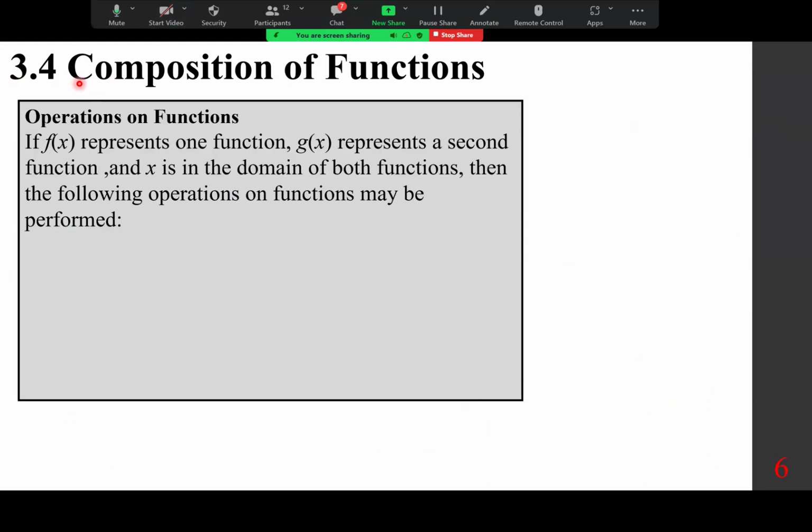Now 3.4, composition of functions. Operations on functions. If f of x represents one function, g of x represents a second function, and x is in the domain of both functions, then the following operations on functions may be performed. Sum of functions, f plus g of x is f of x plus g of x.